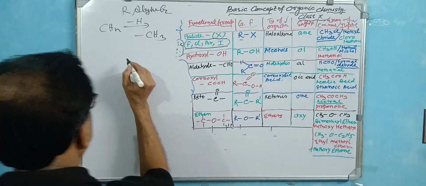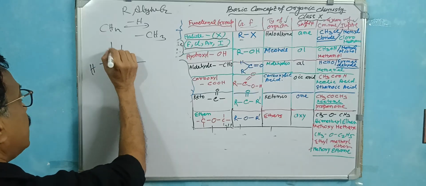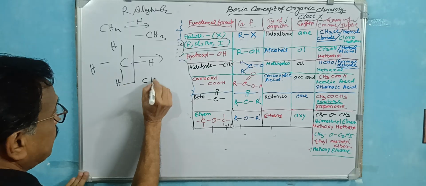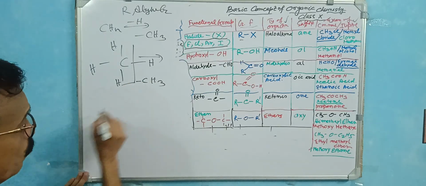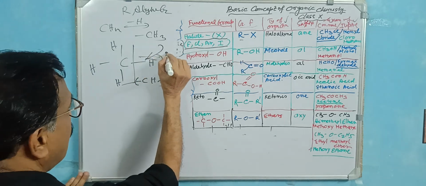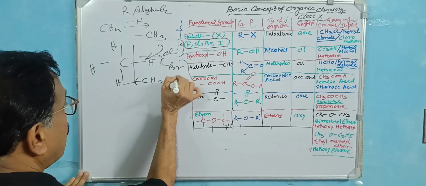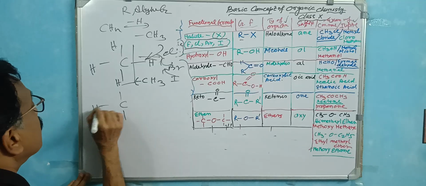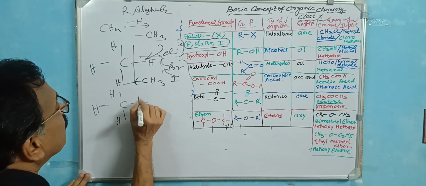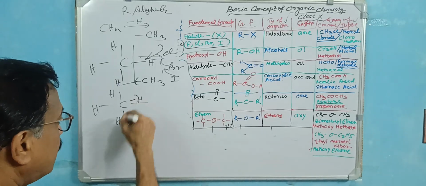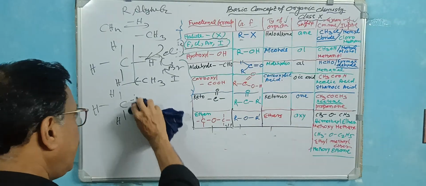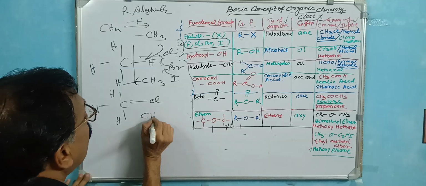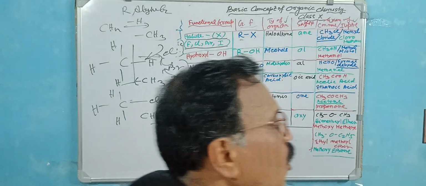Suppose this is CH4 and you move out one H, so this is open. That means CH3 has an open hand. In that open hand, chlorine, Br, or iodine can come. If you move out this H, and in place of H, chlorine enters, this is called methyl chloride.